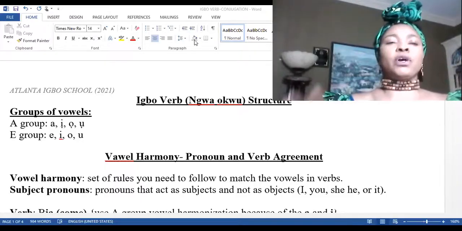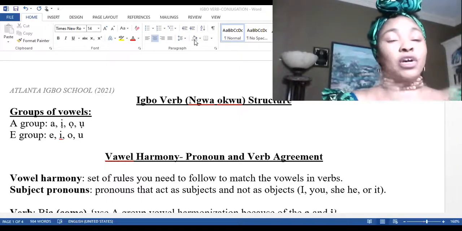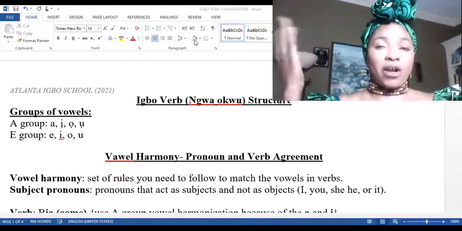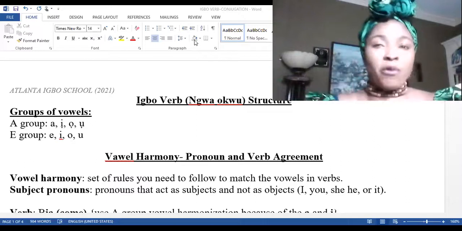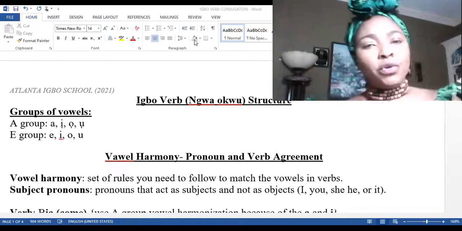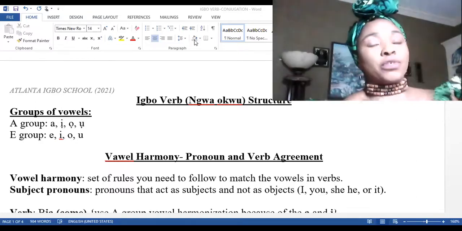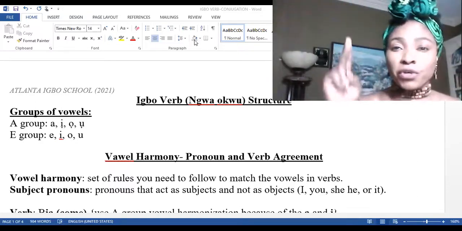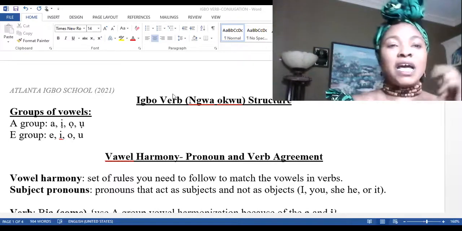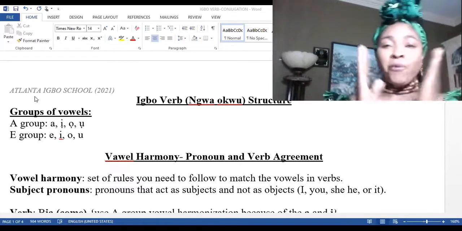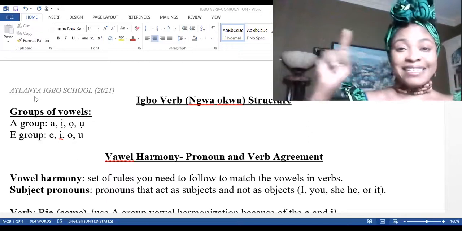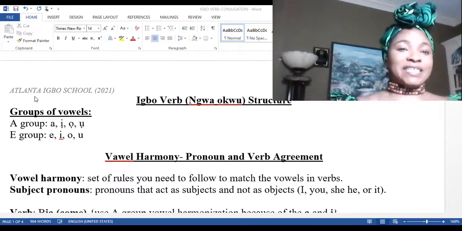Okay. So today we're going to do vowels, conjugation, and also conjugating the verb and vowel harmony. Okay, so now let's go back to what I said the vowels are. We have two groups of vowels. So we have a group which is the one that starts with A.